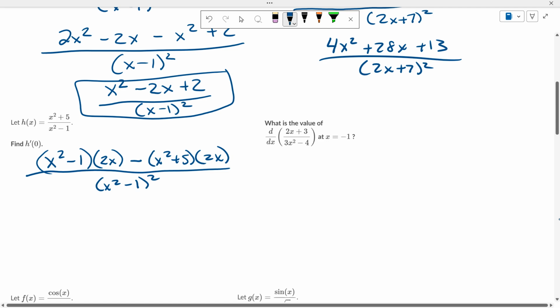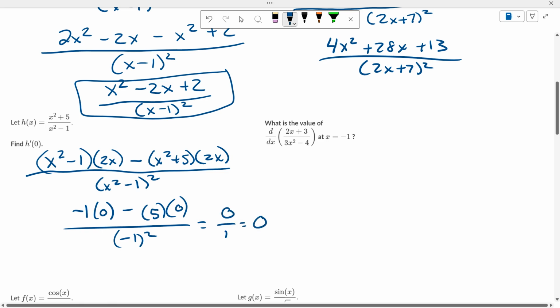So if you put 0 in here, you get negative 1. You put 0 in here, you get 0. You put 0 in here, you get 5. You put 0 in here, you get 0. You put 0 in here, you get negative 1 squared. So it's 0 over 1, which is 0.